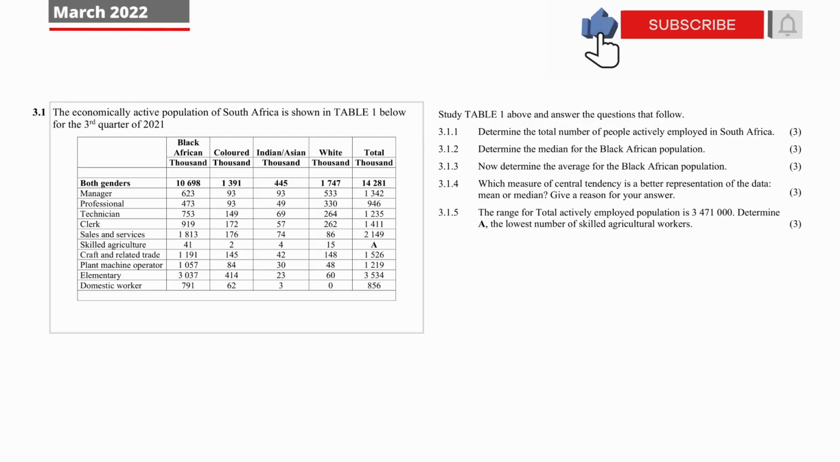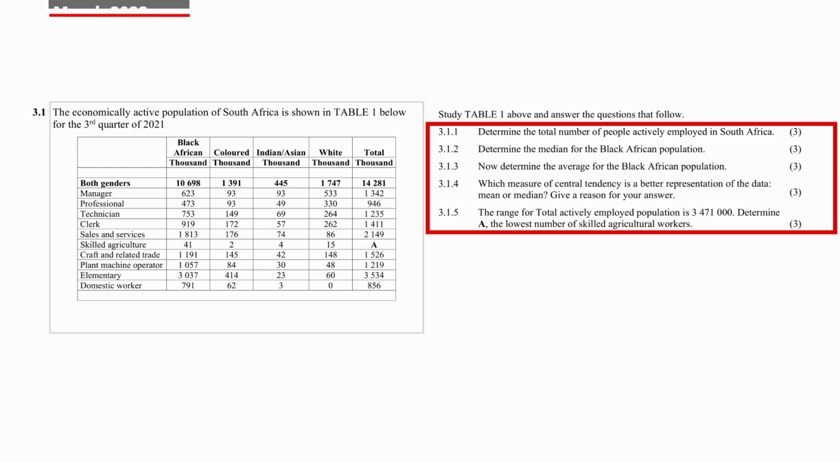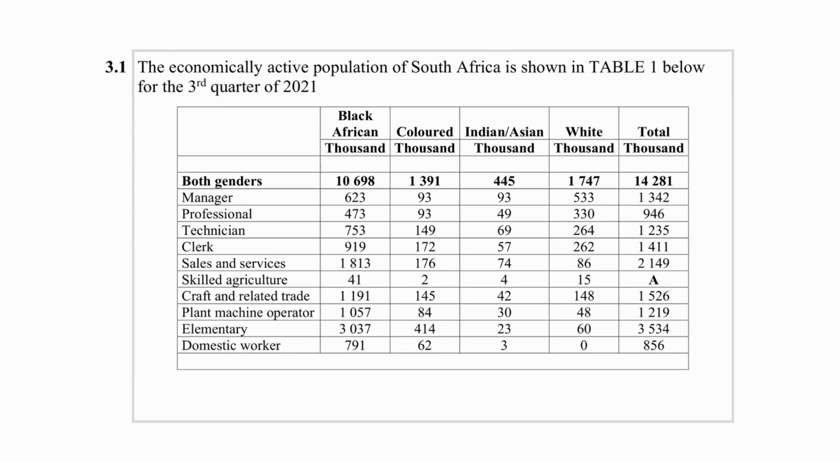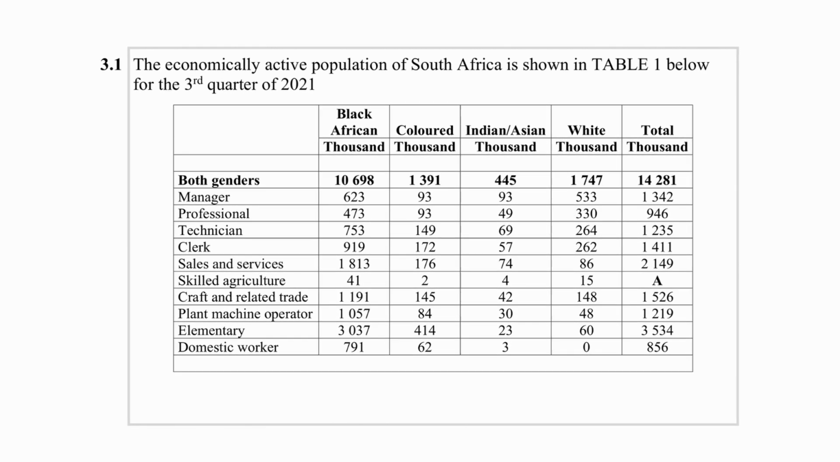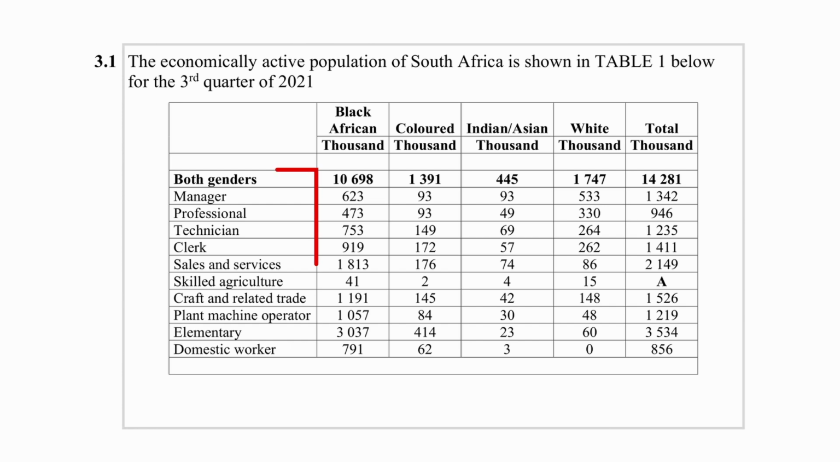Question 3.1 consists of 5 data handling questions that were designed to assess your ability to analyze data presented in a table. You are given a table that shows the economically active population of South Africa for the third quarter in 2021. The table lists the professions and the number of people that fill those positions per race. All values are given in thousands.